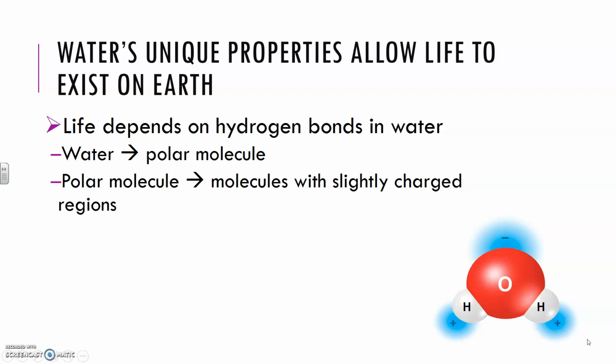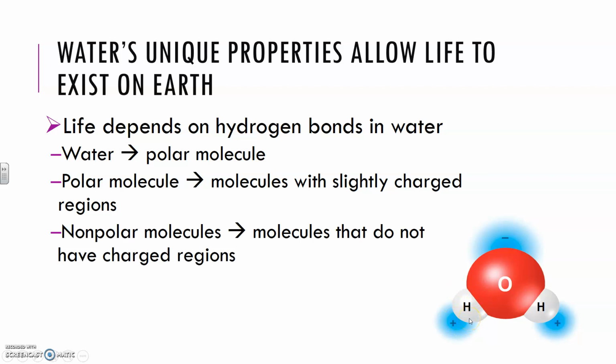Polar molecules have slightly charged regions. These are not full charges, so this is not an ionic bond. These are still covalently bonded together, but it's not a perfectly shared bond. The electrons like to spend more time around the oxygen than they do around the hydrogen, but they are still shared between the two atoms. So that's what causes that partial charge. It's more likely that you'll find the electrons in this covalent bond around the oxygen than around the hydrogens.